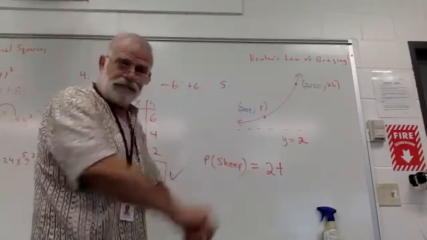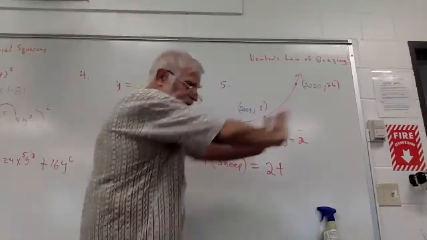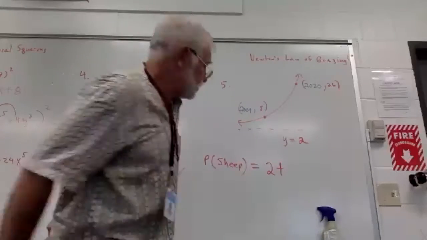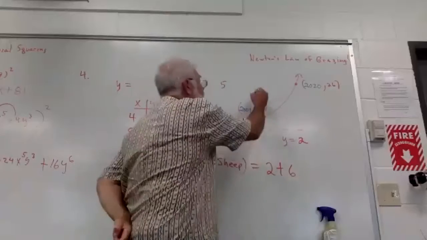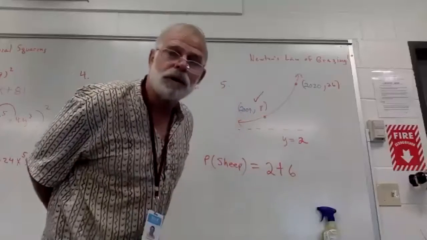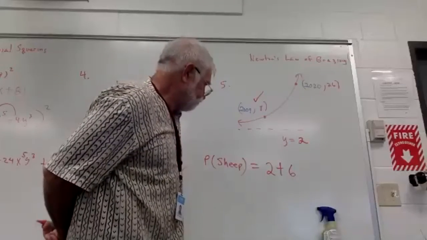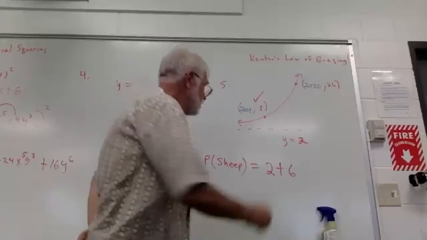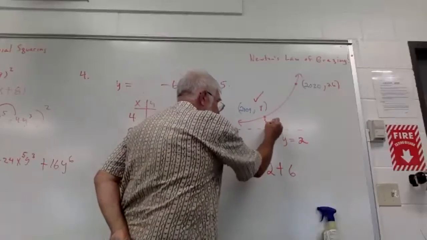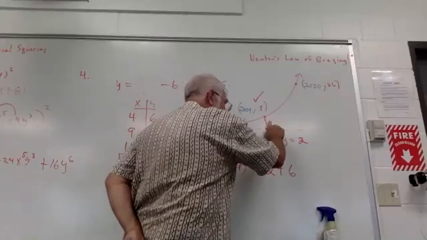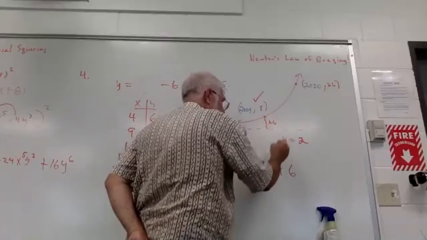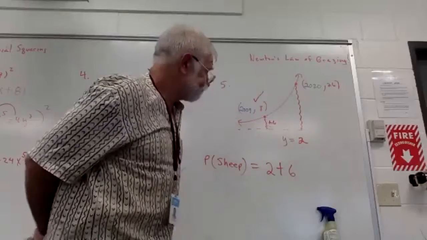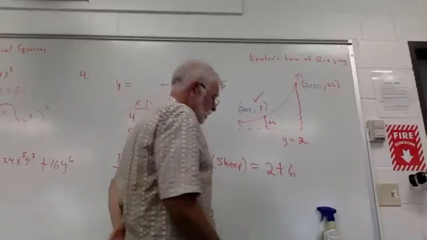Reading from left to right. How much did our population grow? 6. Yeah, we went to 8. And then it grew again. Grew by six, went up by six. And then it went up again. How much did it go up by? 30. We got two.